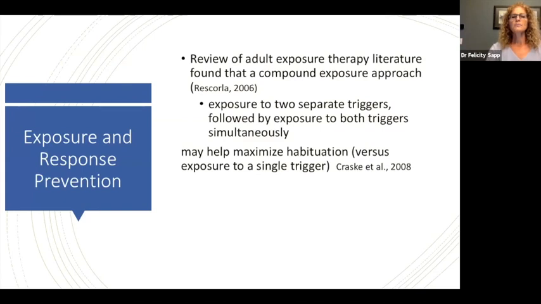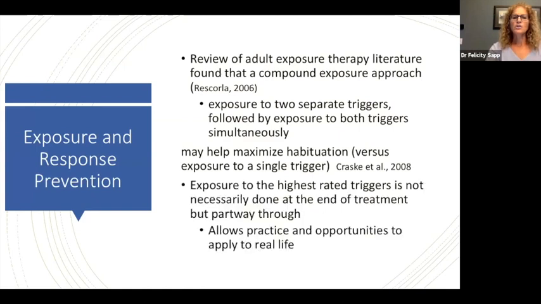When we look at some adult exposure therapy, there was a review that looked at different ways that you can present the triggers. And when we do what's called a compound exposure approach, where you expose to one trigger, then to a second trigger, and then both together, we find that it maximizes habituation rather than just being exposed to one single trigger. And this is something that I do a lot when I'm doing ERP.